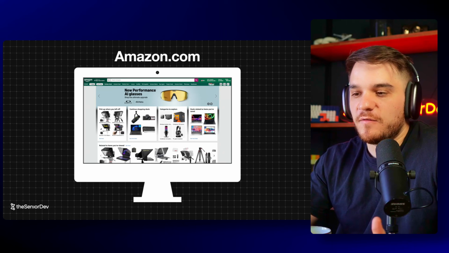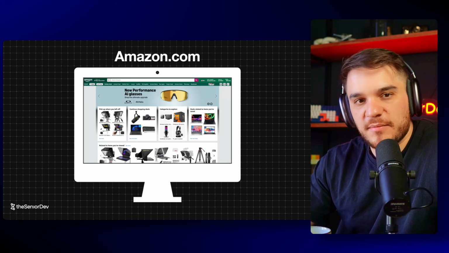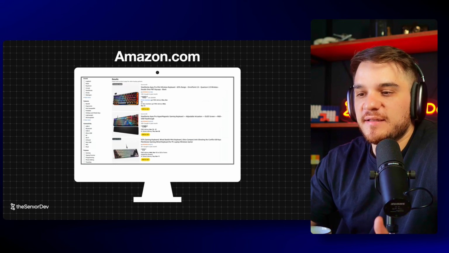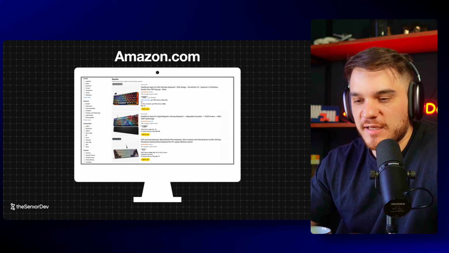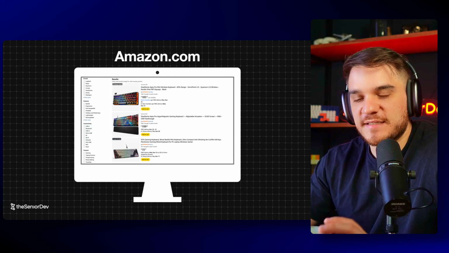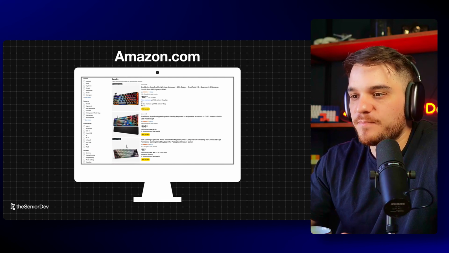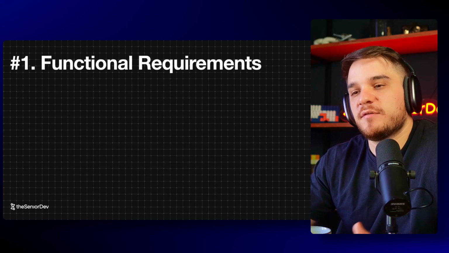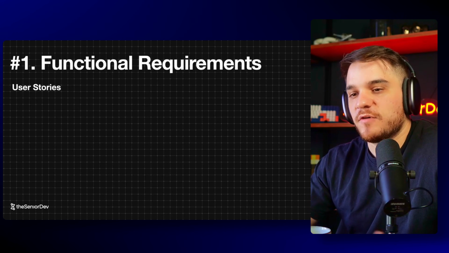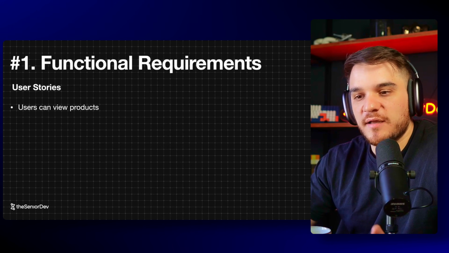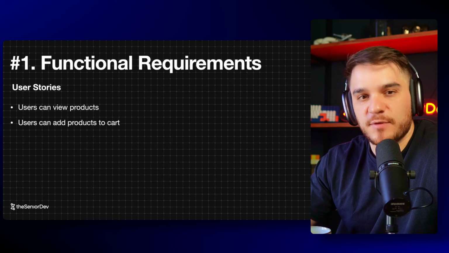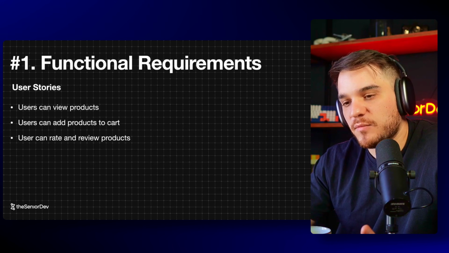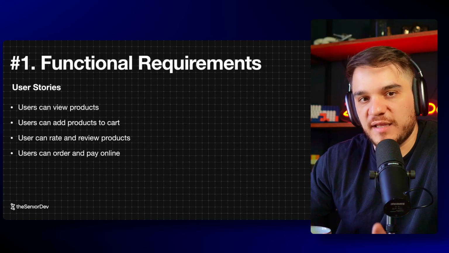And for the sake of this video, I will use Amazon.com as an example, specifically the product listing page, which is, as we will see, one of the most visited pages Amazon.com has. And so when it comes to functional requirements, you can think of them as basically whatever you need to fulfill the user stories. So for Amazon.com, it will be things like users can view products, they can add products to the cart, they can rate and review products, and they can order and pay online.